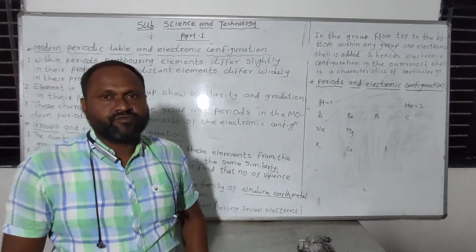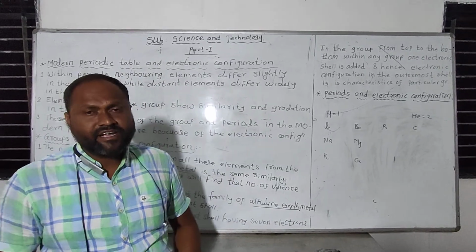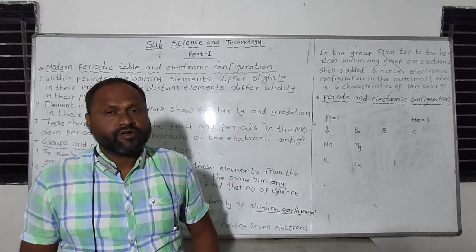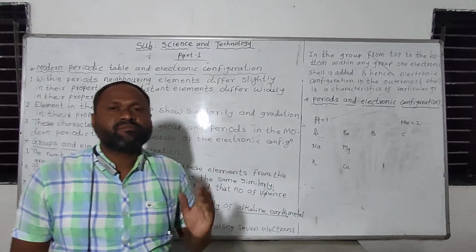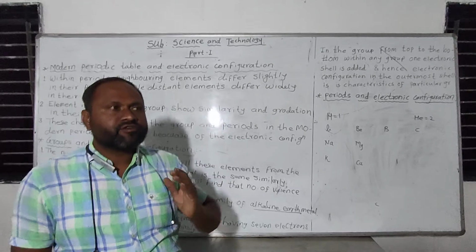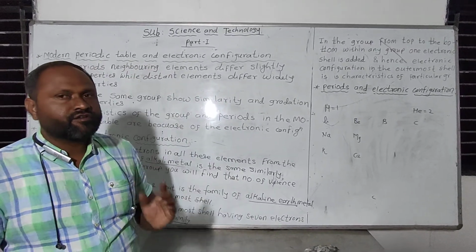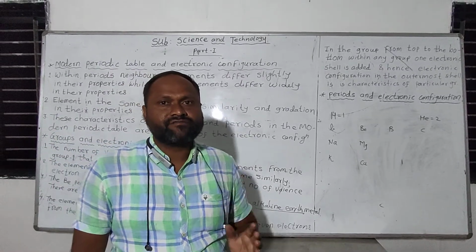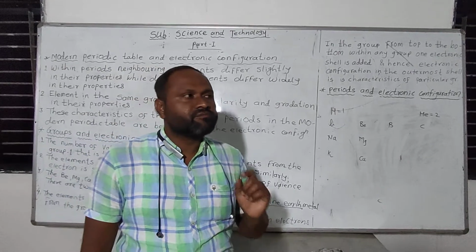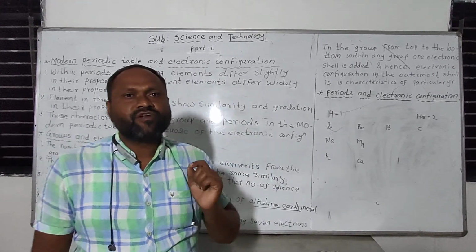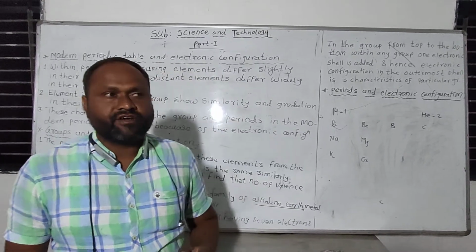Good morning, students. Today we are discussing the topic of the modern periodic table and its electronic configuration. What is meant by electronic configuration? We studied in 9th standard electronic configuration, valency and the different types of cells. The number of electrons and the arrangement of electrons in different cells is called the electronic configuration.